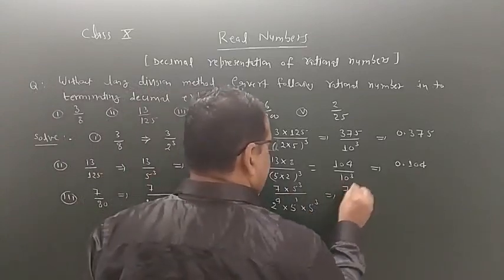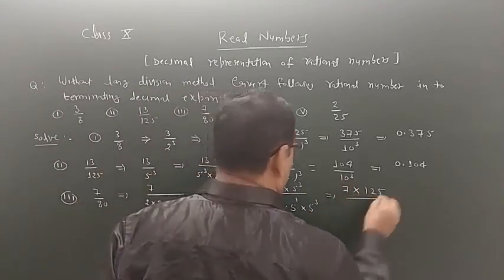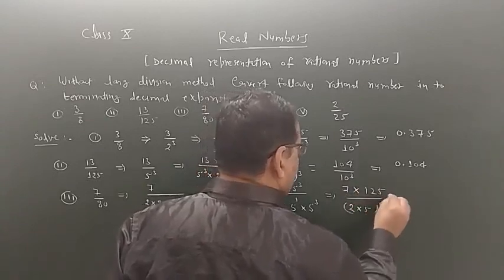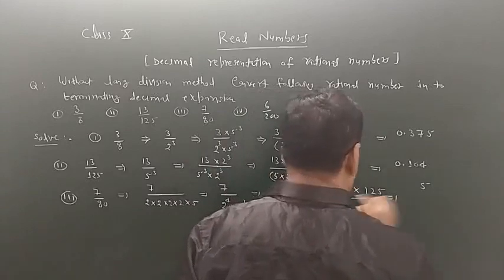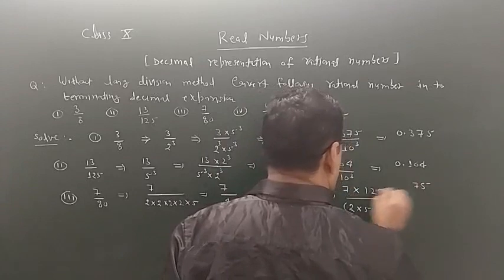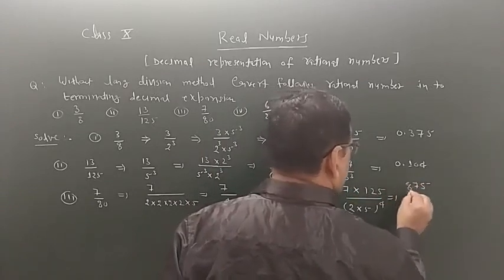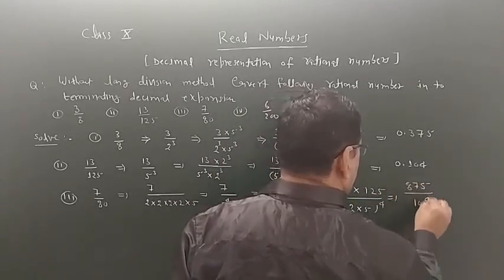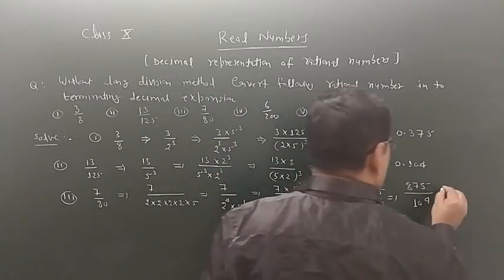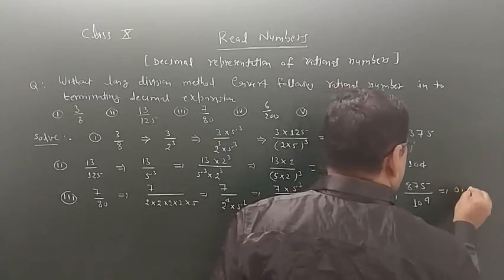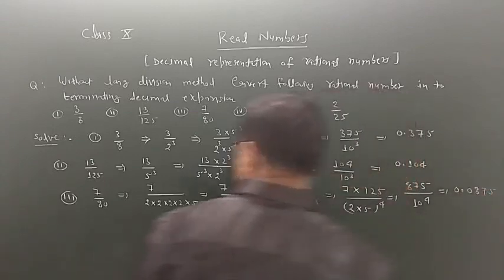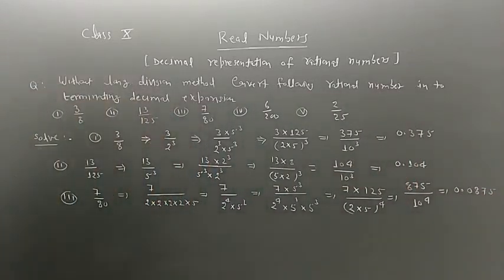This can be written as 7 into 125 upon (2 into 5) whole power 4. That means 7 times 5 is 35, 7 times 2 is 14, plus 3 is 17, 7 times 1 is 7, plus 1 is 8. So 875 upon 10 to the power 4. Now the denominator is 10 to the power 4, so this can be written as 0.0875. This is the decimal expansion of 7 upon 80.